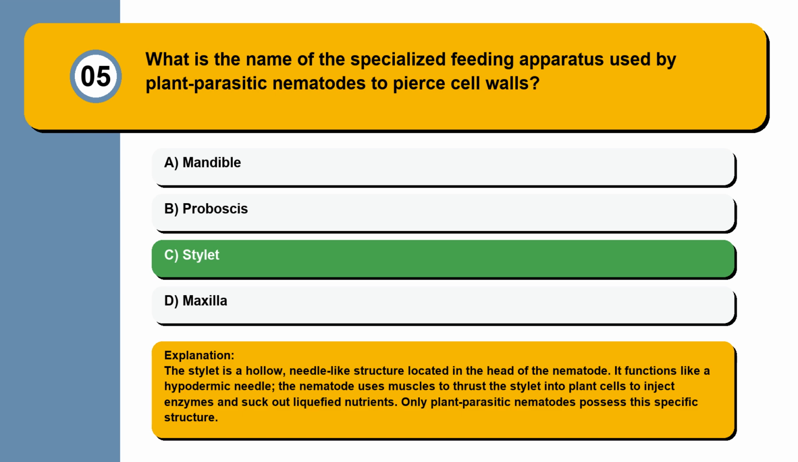The stylet is a hollow, needle-like structure located in the head of the nematode. It functions like a hypodermic needle. The nematode uses muscles to thrust the stylet into plant cells to inject enzymes and suck out liquefied nutrients. Only plant-parasitic nematodes possess this specific structure.